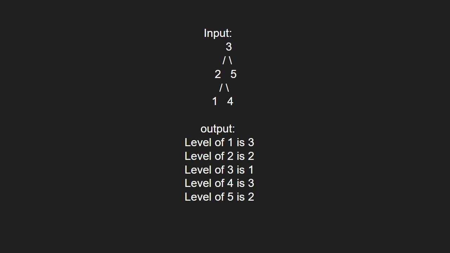Level of node 1 is 3. Level of node 2 is 2. Level of node 3 is 1. Level of node 4 is 3 and level of node 5 is 2. Now let us see the algorithm.